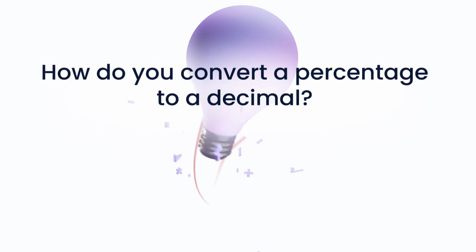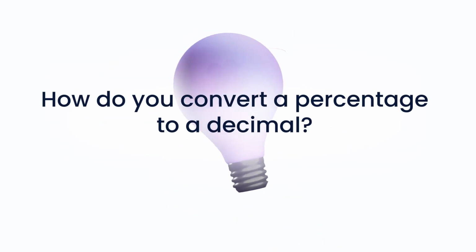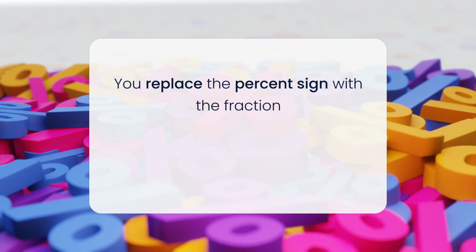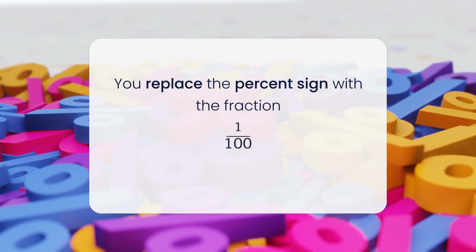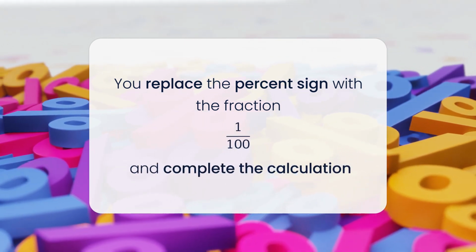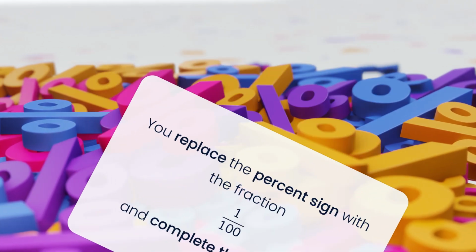How do you convert a percentage to a decimal? You replace the percent sign with the fraction 1 over 100 and complete the calculation. Let's look at an example. You want to convert 42% to a decimal.